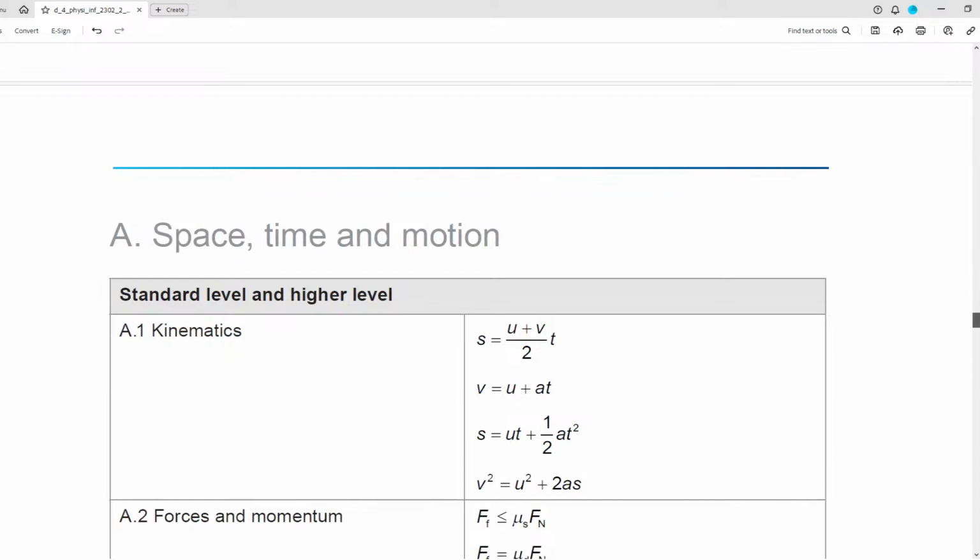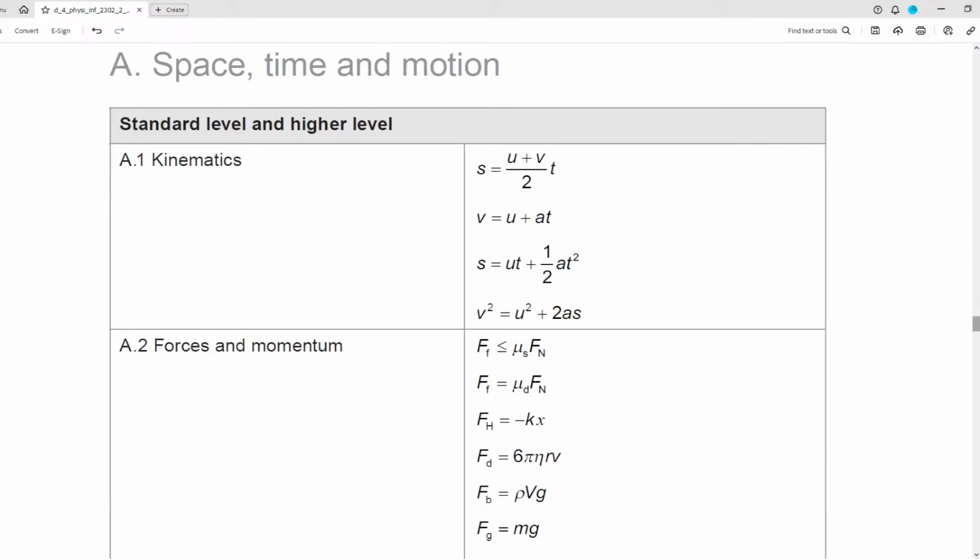Now we start with the formulas. This video will focus on going through the formulas, a quick review of the formulas in Unit A, which is called space, time, and motion, but I just call it mechanics.